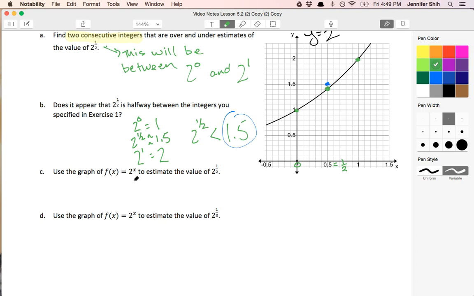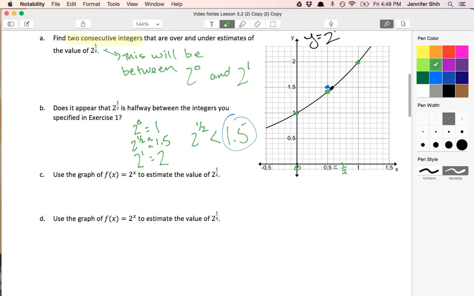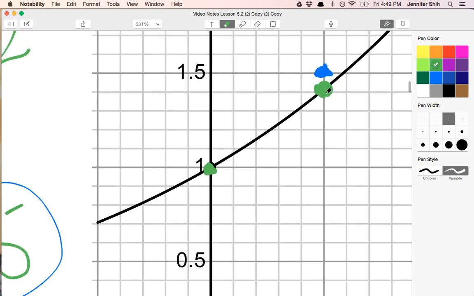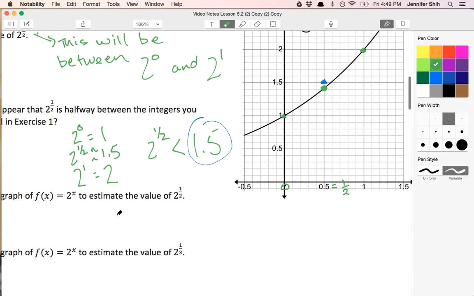So let's use the graph of 2^x to estimate the value of 2^(1/2). Let's zoom in. We're going to read the y value. If our x value is 1/2, our y value is maybe around 1.4.